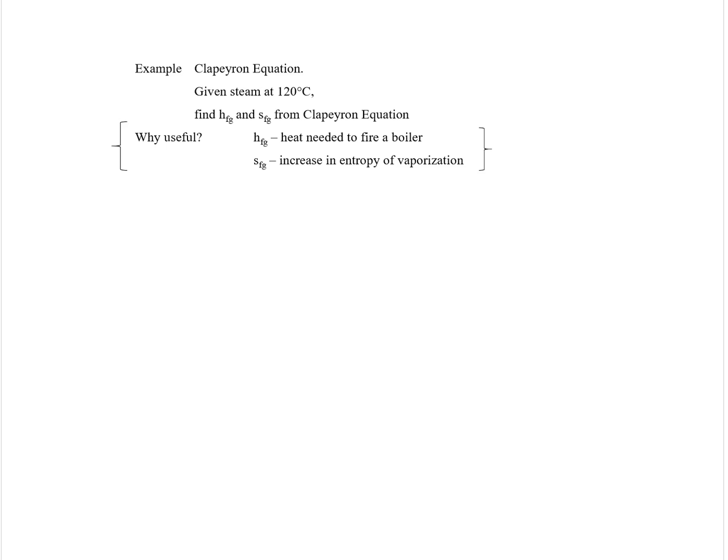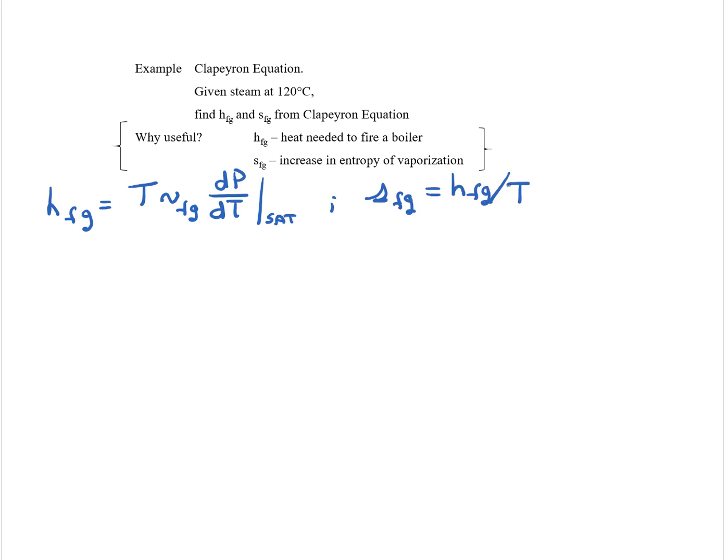The Clapeyron equation: HFG is temperature times the change in volume of vaporization, VFG, times the derivative of pressure with respect to temperature in the saturated condition. And a related relationship is that SFG is the enthalpy HFG divided by temperature. Now, we're going to use the steam tables because we don't have experimental data.